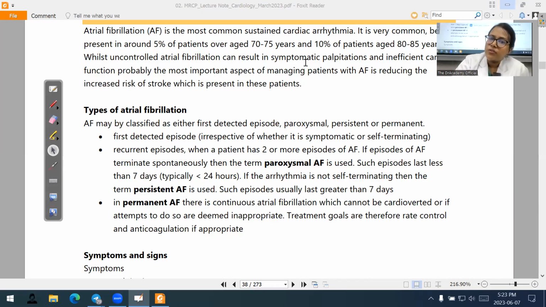So what's the ECG finding? Dr. Kobir, can you tell me? Absence of P wave, yes, very good. And? Irregular rhythm, very good. Anything else? How will the QRS complex look? What will be the duration?